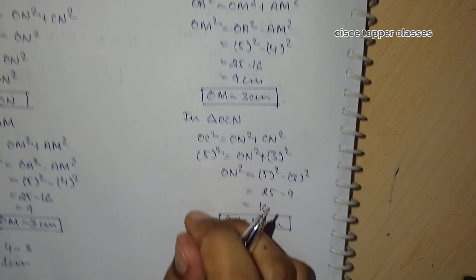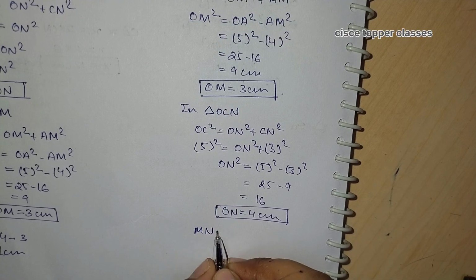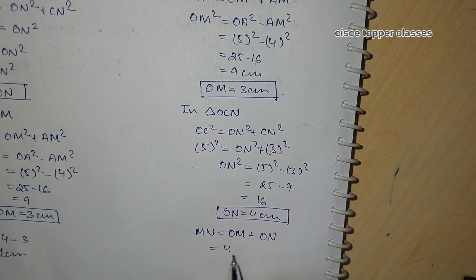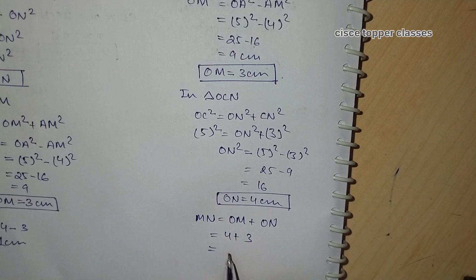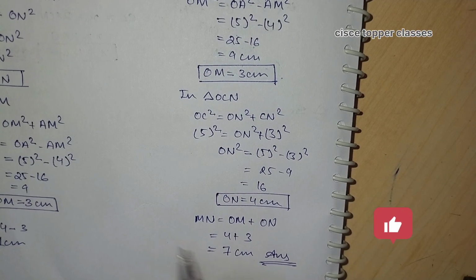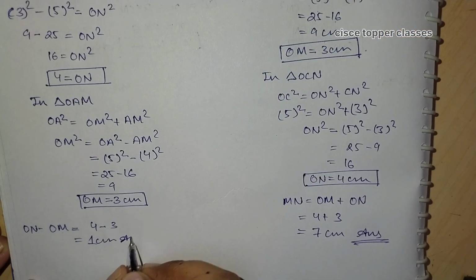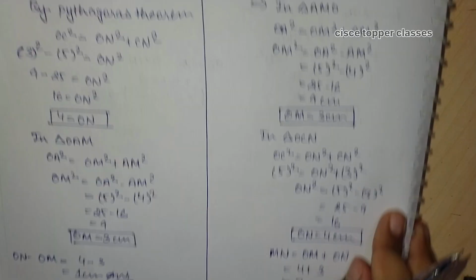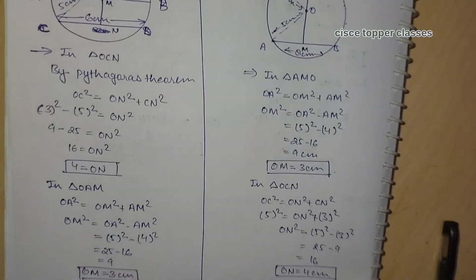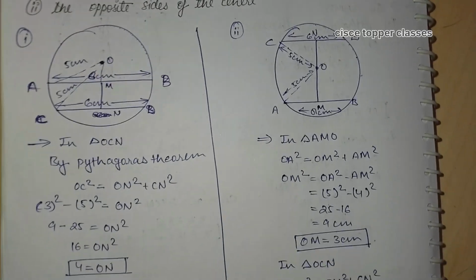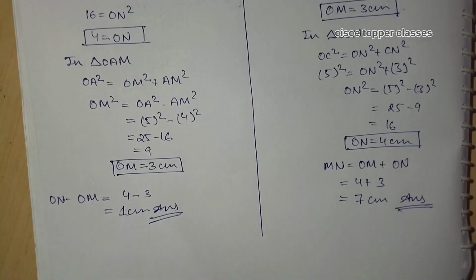Now we can simply find the value of MN, which we have to find. MN is equal to OM plus ON in this case. So we will add 4 plus 3. This will be 7 centimeter from here. So this is the final answer in the second part, and this is the final answer in the first part. And this is the solution of the first and second part here in this question.